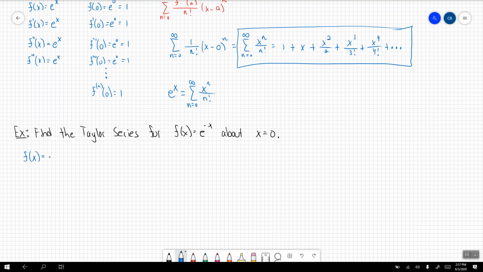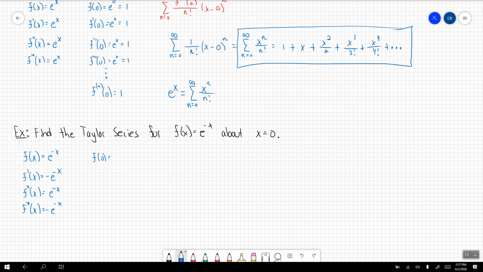This is f of x. It's e to the power of negative x. Take the derivative. F prime of x now gets us negative e to the power of negative x. Take the derivative again. So second derivative, e to the power of negative x. Third derivative gets us negative e to the power of negative x. Awesome. I think this is enough to start seeing a pattern.